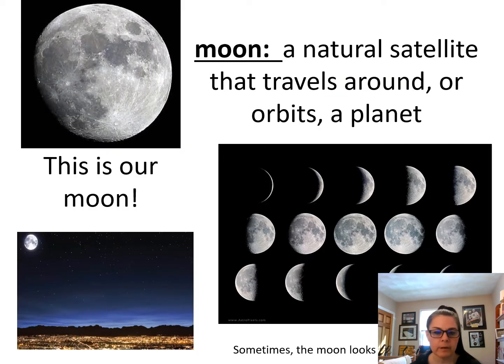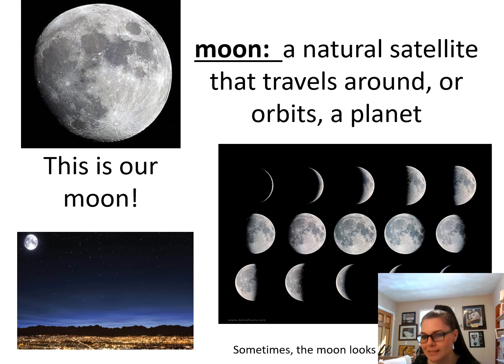Our next vocabulary word is moon. Everybody say moon. Now, there are actually lots and lots of moons out in the sky, out in space. We can't see them. We can only see our moon. There's a picture there of our moon. You can see it in the sky, and it travels around other planets. This moon travels around our planet Earth.